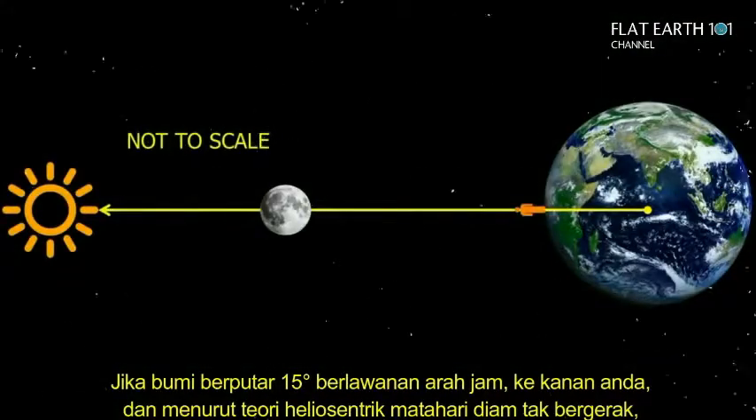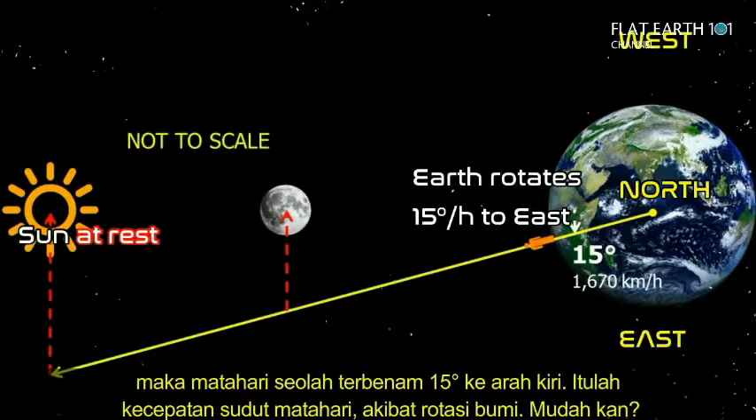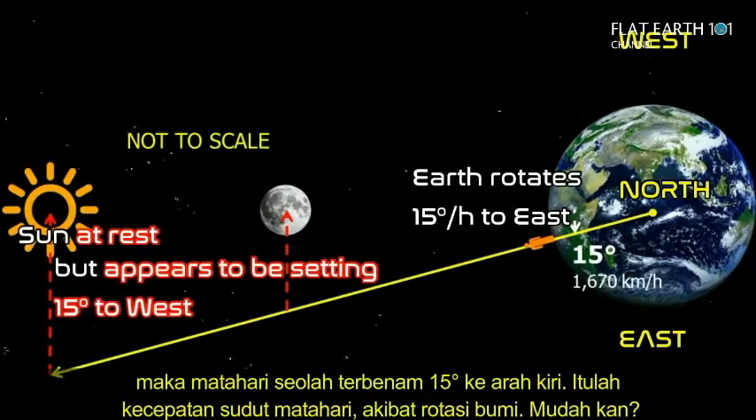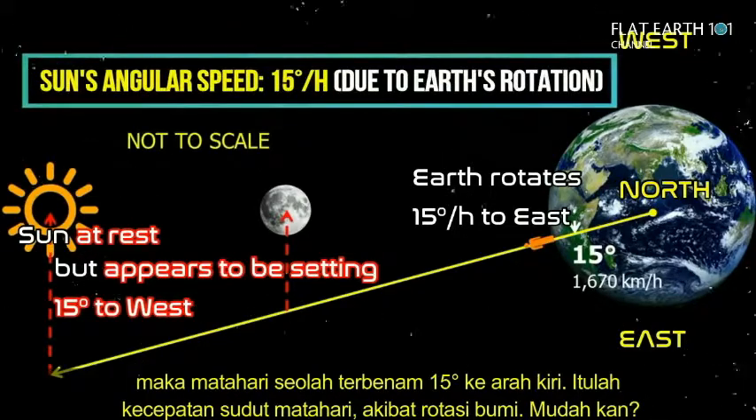If the Earth is moving 15 degrees counterclockwise to your right, and according to heliocentrism, the Sun is at rest, then you will see the Sun appears to be setting 15 degrees to your left. That's the angular speed of the Sun due to Earth's rotation.